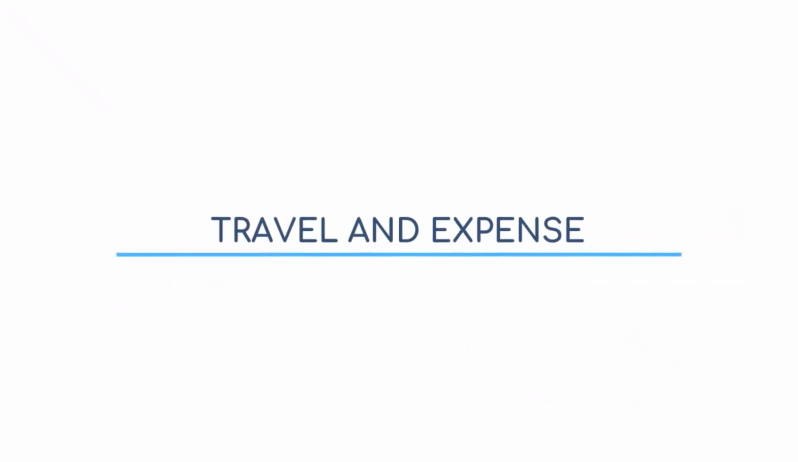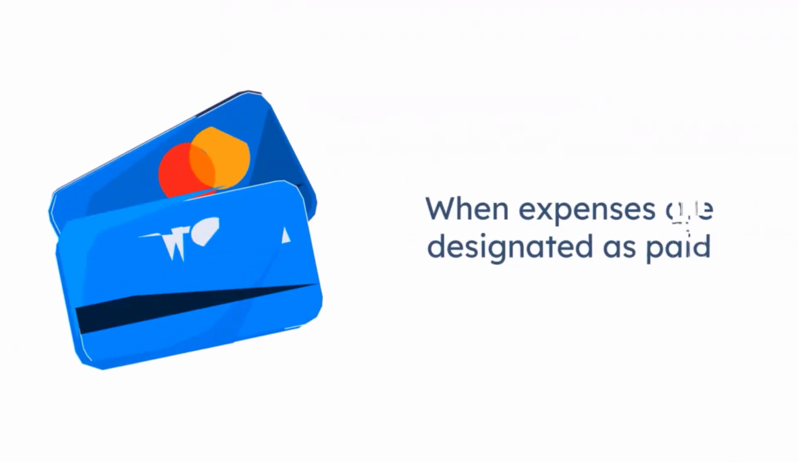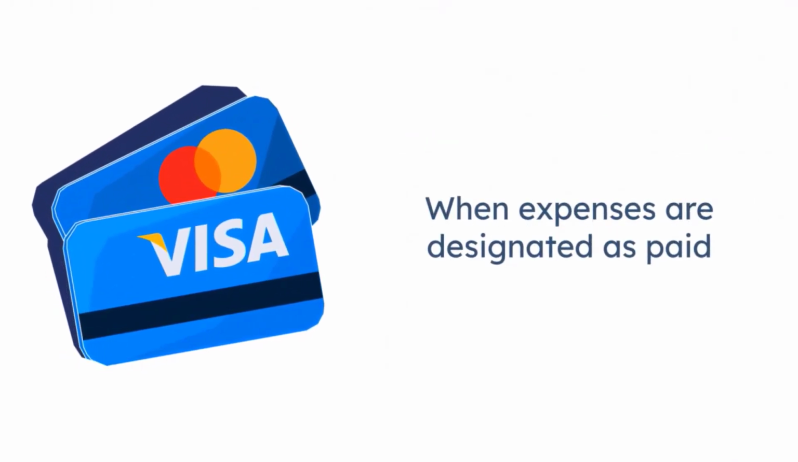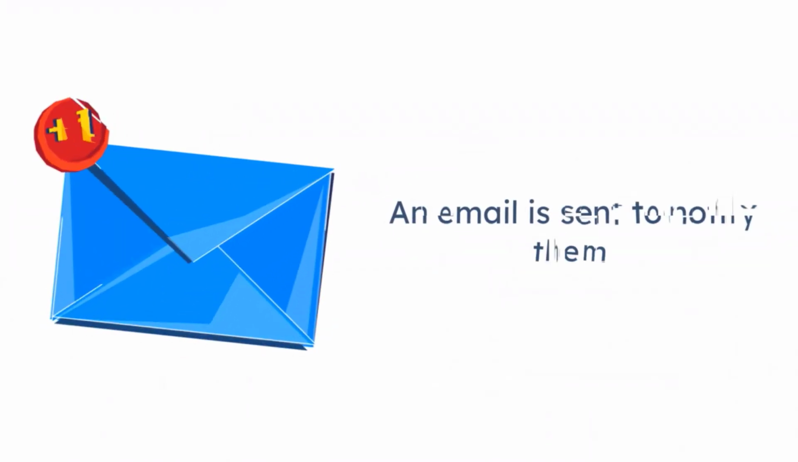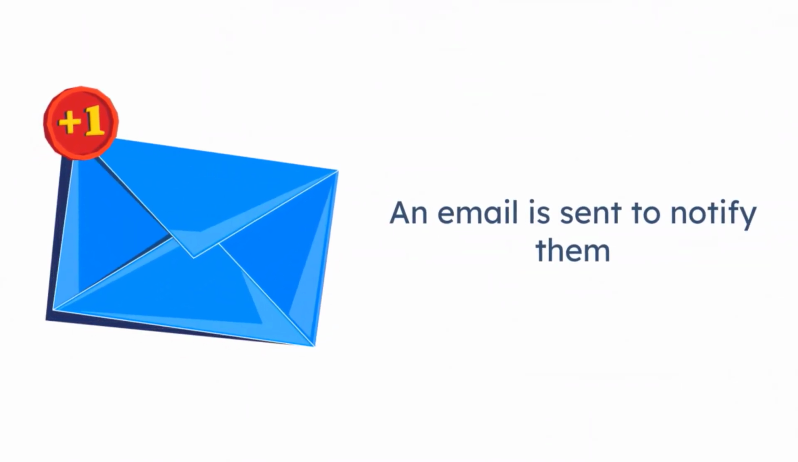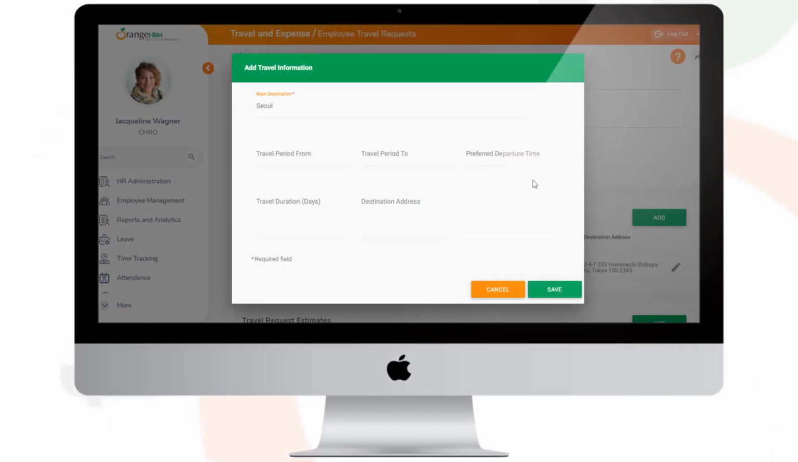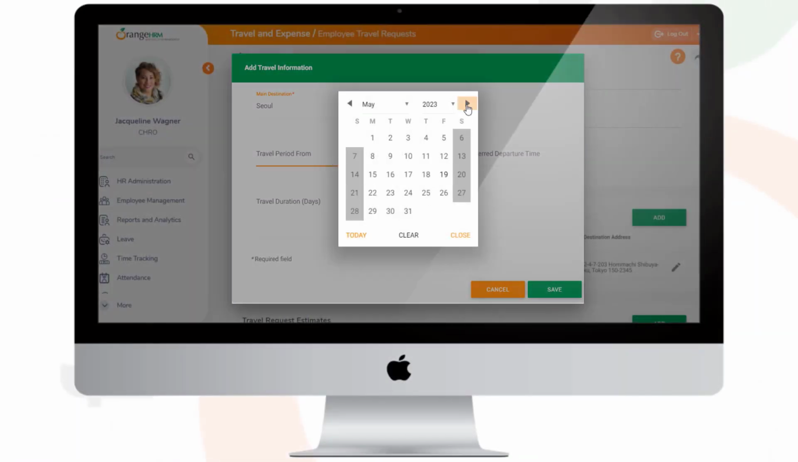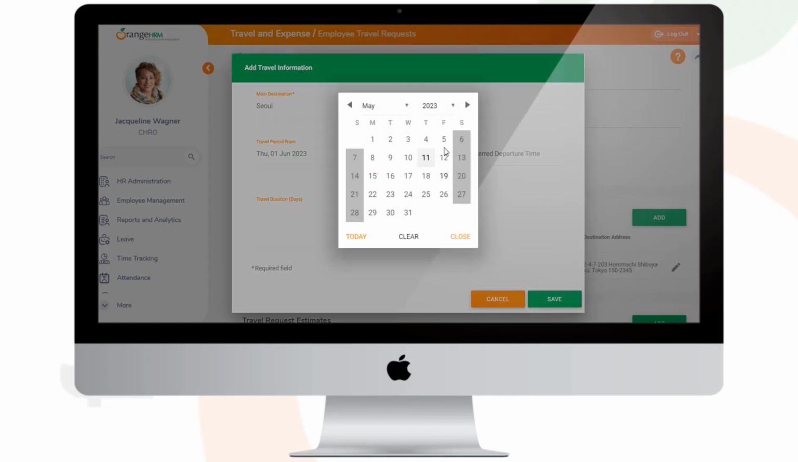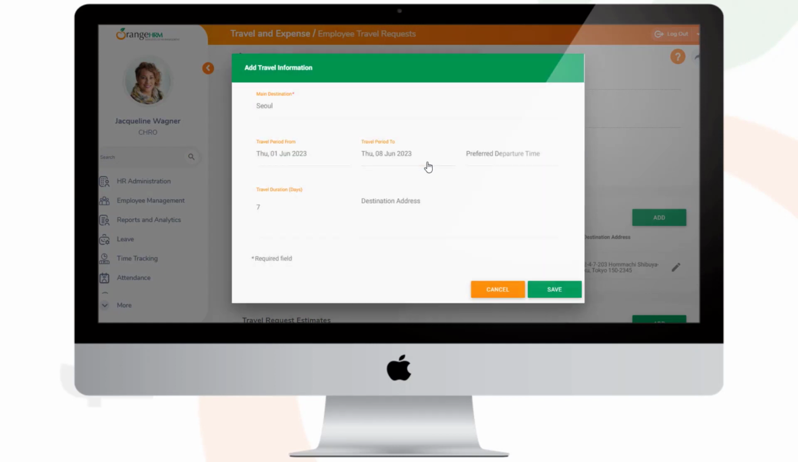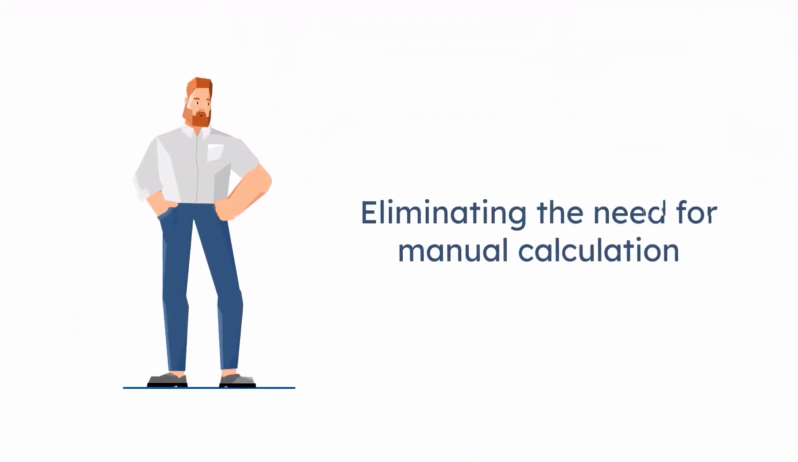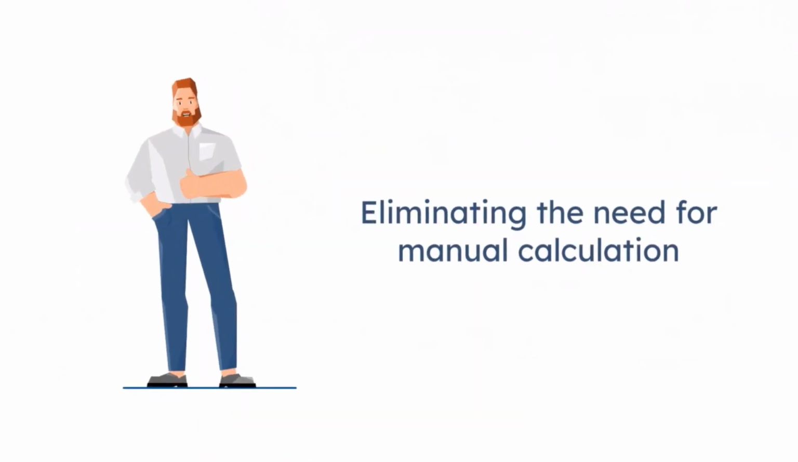Travel and expense. Whenever expenses are designated as paid, Orange HRM automatically generates and sends a notification email called the Paid Claim Notification to alert recipients about the successful payment status of the claim. When users choose the travel start and travel end dates for their travel requests in Orange HRM, the system now automatically calculates the travel duration, eliminating the need for a manual calculation.